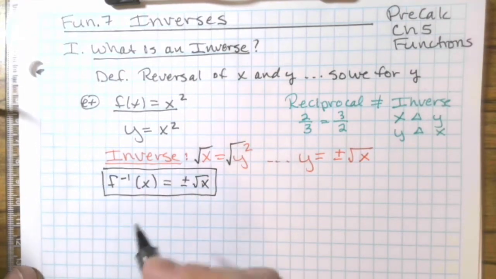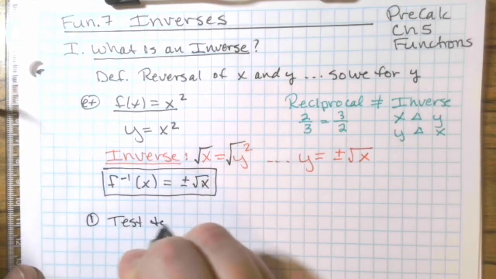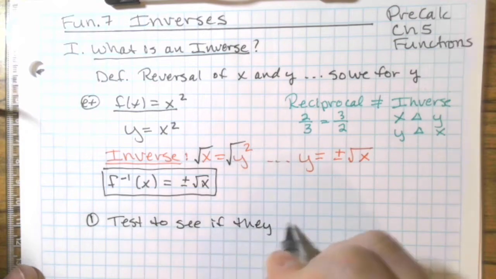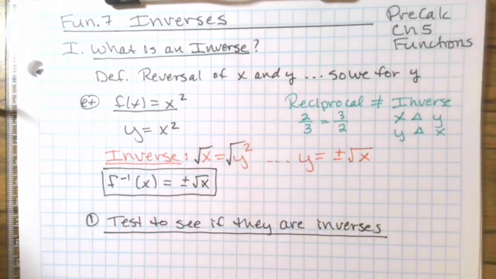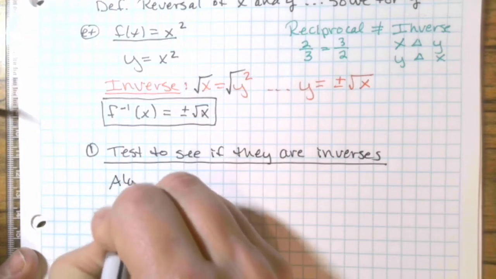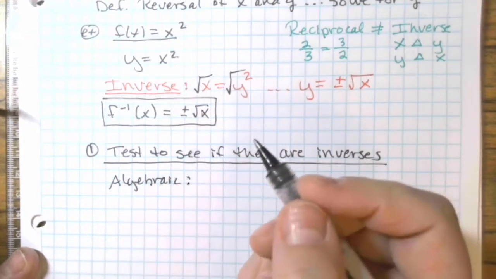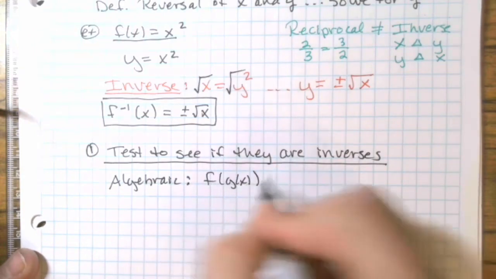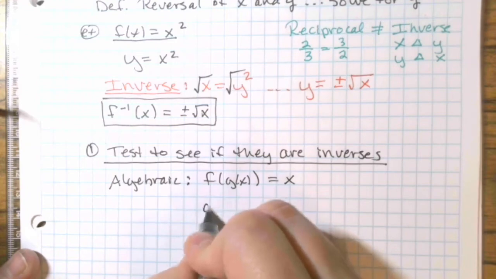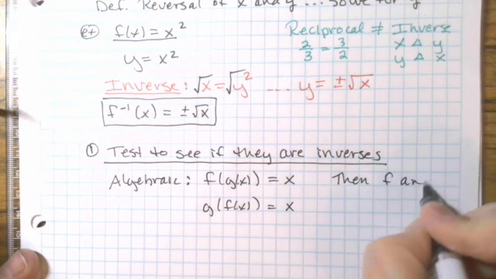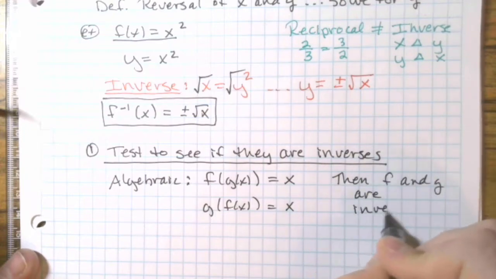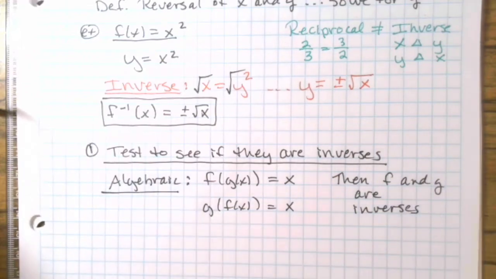Now we're going to run a test to see if they are inverses. So the test to see if they're inverses, there's an algebraic test and then there's a graphical test. Okay, so let's do the algebraic first. The algebraic test is if f of g of x equals x and g of f of x equals x, then f and g are inverses. That's your algebraic test.